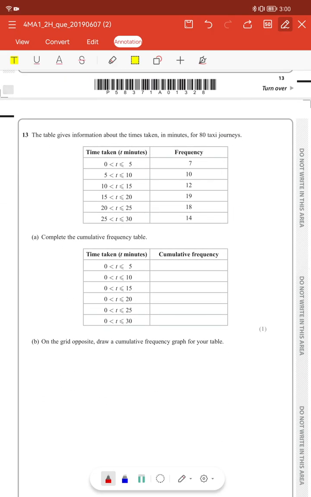Now we want the cumulative frequency, so remember we're just going to add all the frequencies together. So we get 17 plus 12 is 29, 29 plus 19 is 48, 48 plus 18 is 66, 66 plus 14 is 80. Now it should equal the total number right at the bottom.